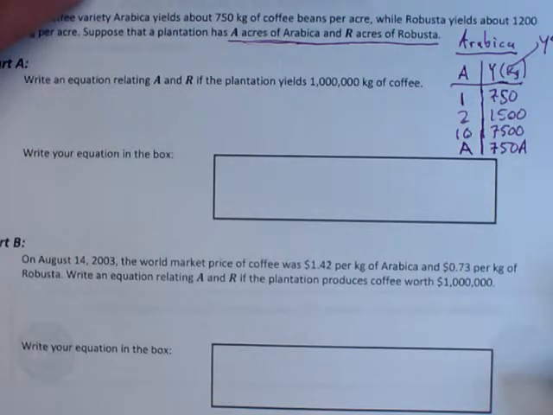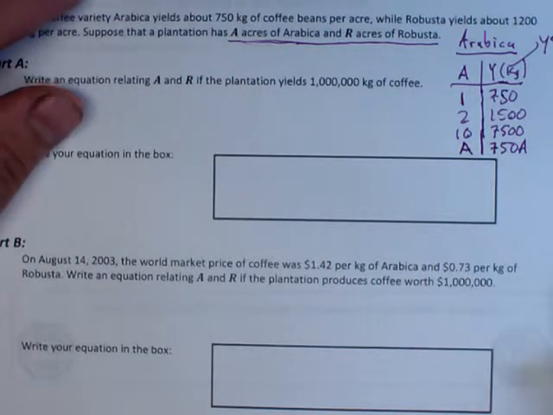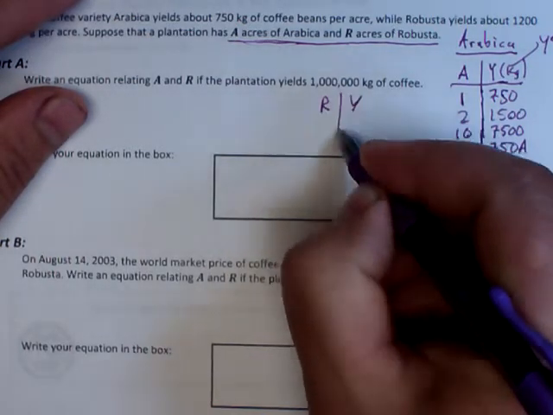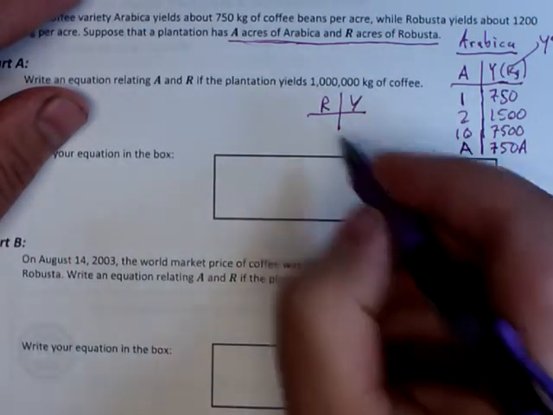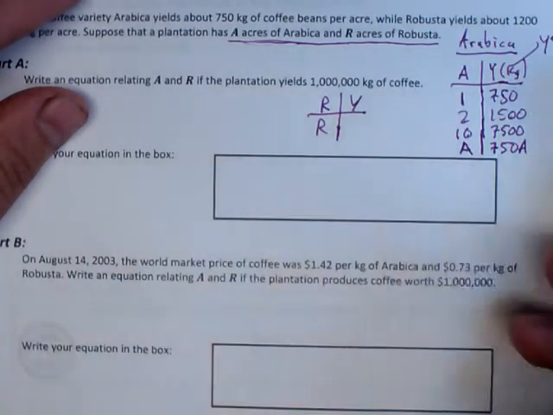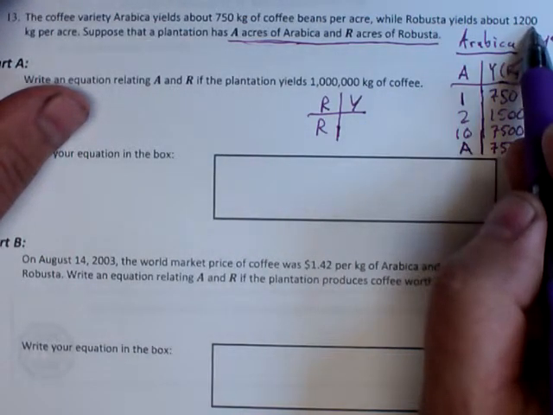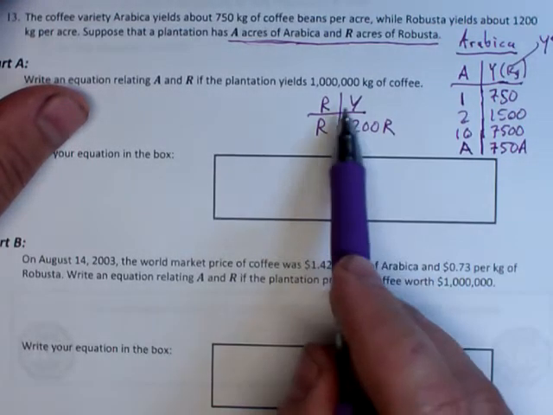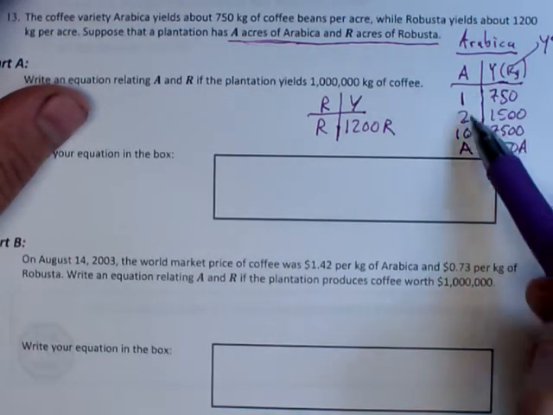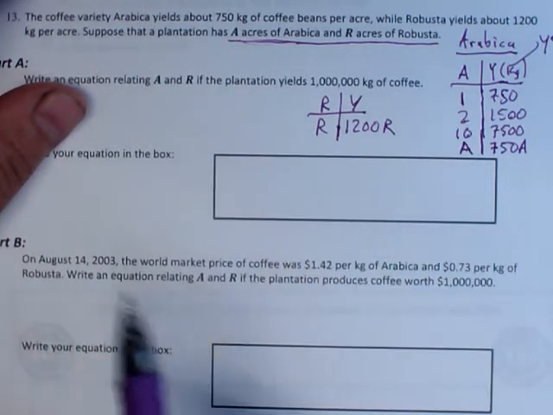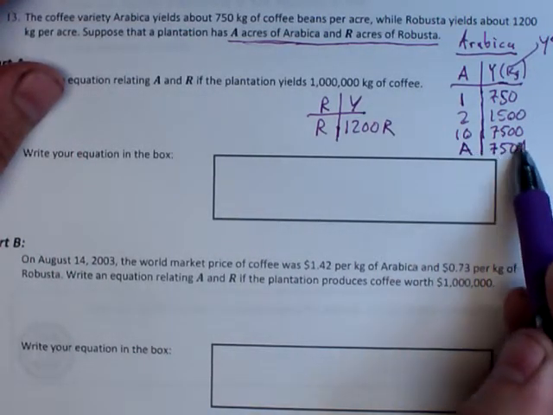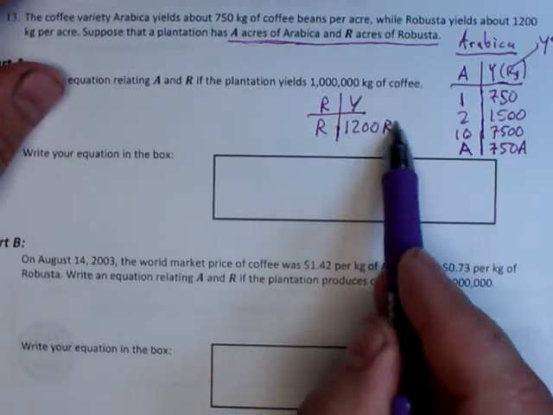right? I could make a very similar argument for Robusta, and I won't go through the whole table, but R and Y for Robusta, if I grew R acres of Robusta, each acre is 1,200 kilograms, so this would be 1,200R. If it helps you, you can go through this table just like I went for Arabica. 1 acre, 2 acres, 10 acres, R acres. Okay. So now, this is how much coffee we're going to get from the Arabica acres. This is how much coffee we're going to get from the Robusta acres.